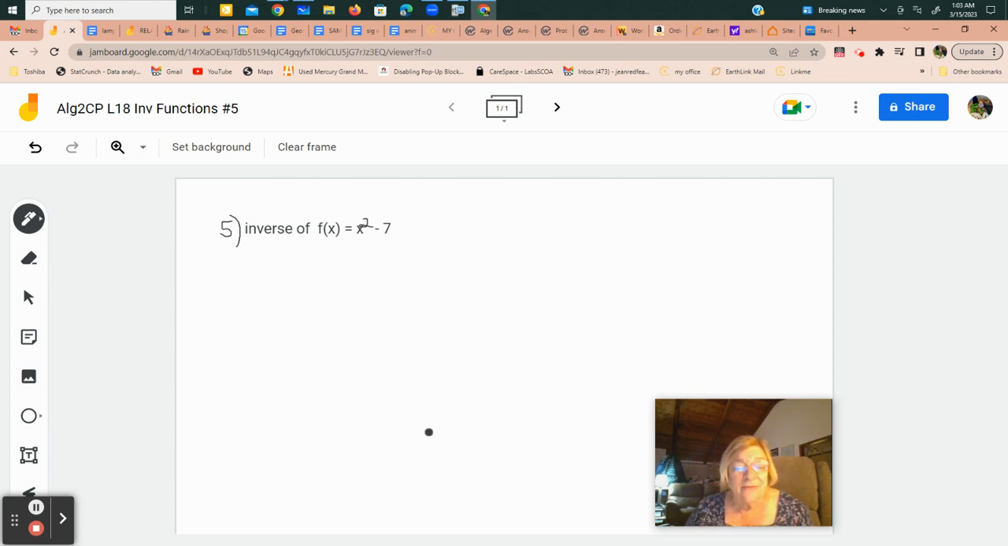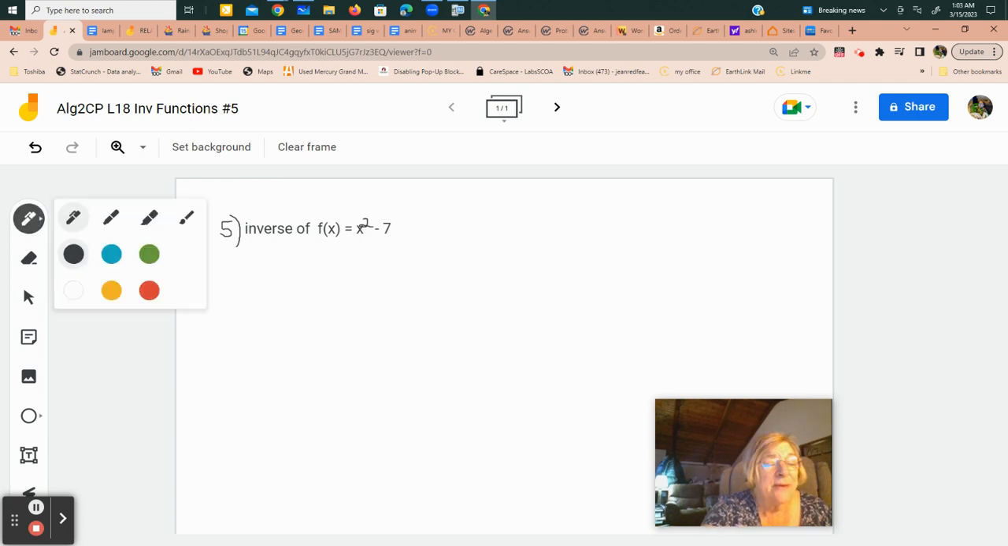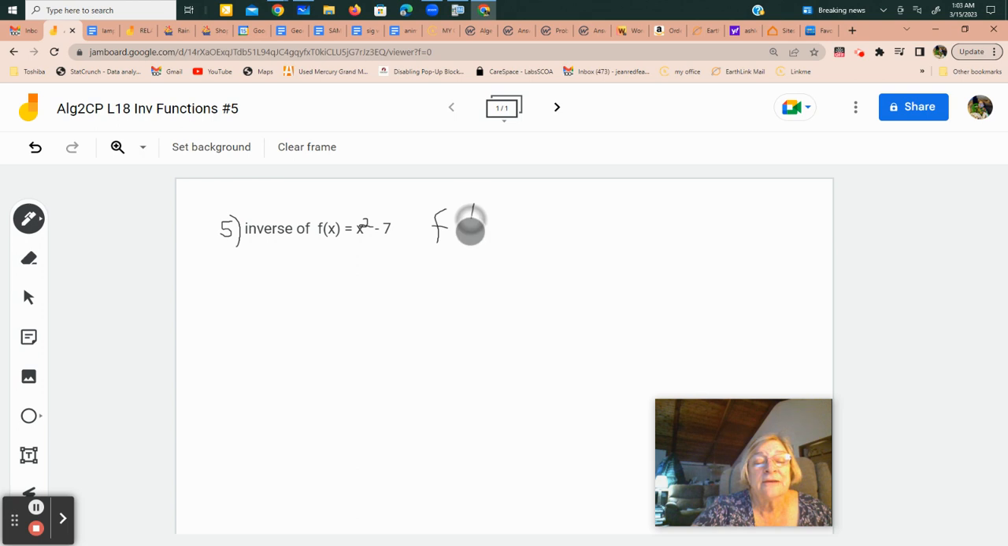So I'm going to do number 5 as I would do it if I were writing it out, okay? And hopefully this will help you follow what I was trying to say in your feedback. Okay, so I'm going to go with my pen, and I'm looking for the inverse of f of x equals x squared minus 7.